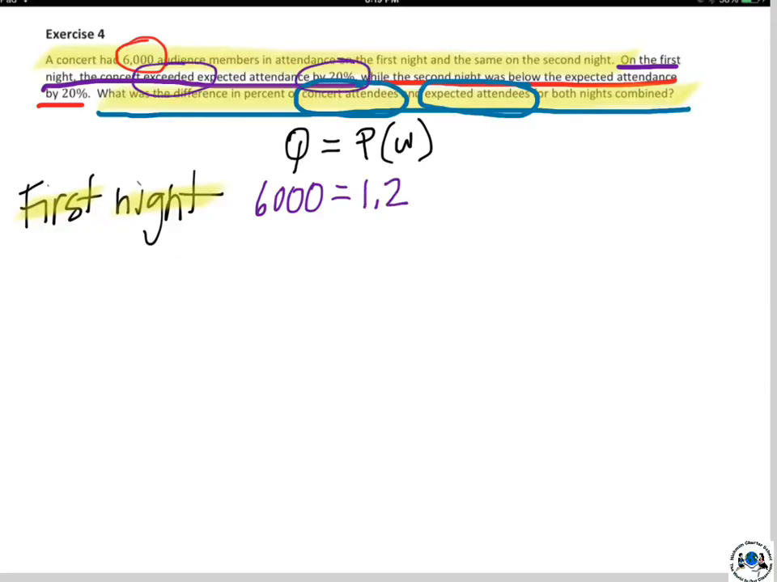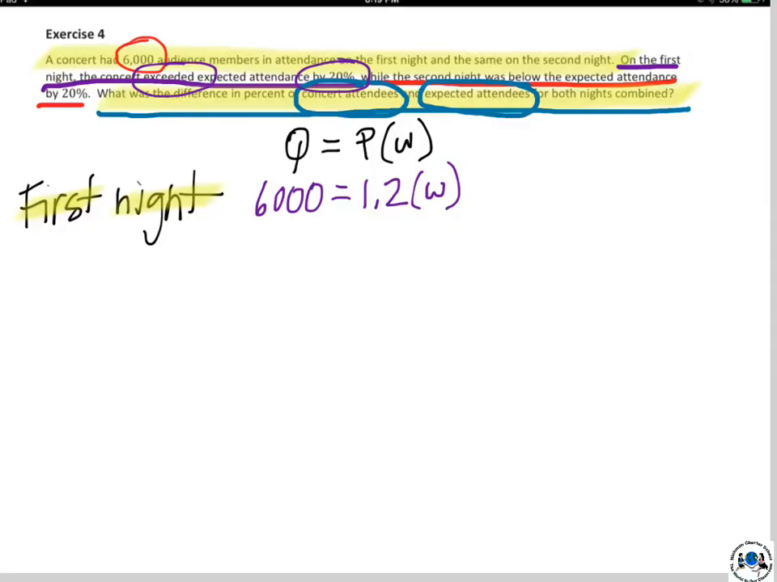Now, that 6,000 was, it exceeded the expected attendance by 20%. So therefore, it's going to be equal to 1.2, or 120% of expectations, which is going to be our W. So that W is acting as a variable standing in for expected attendance, okay? So the 6,000, which is what we realized, is the same as or equal to 1.2 of the expected.